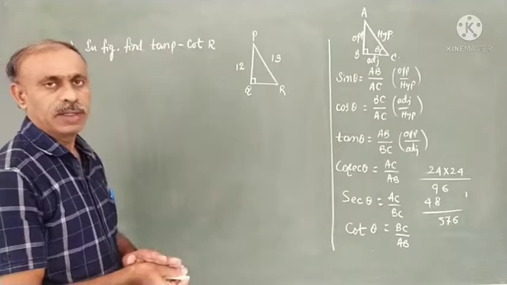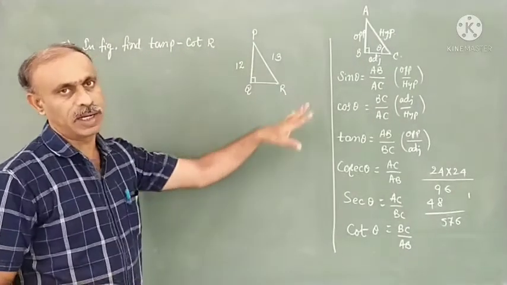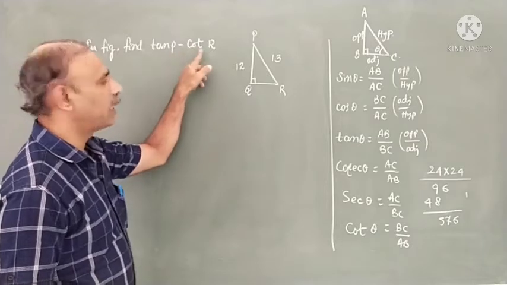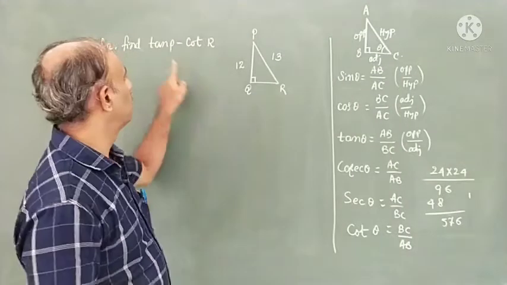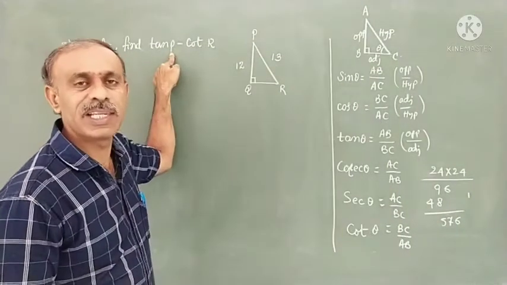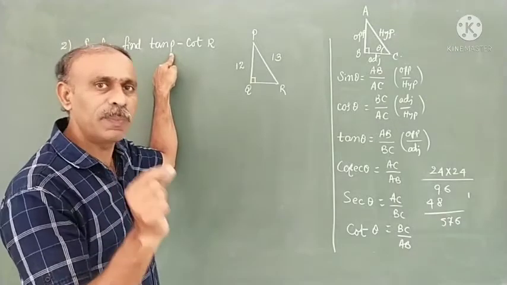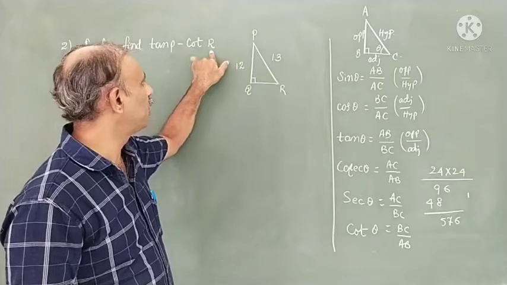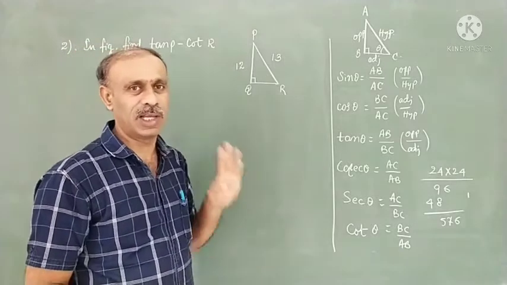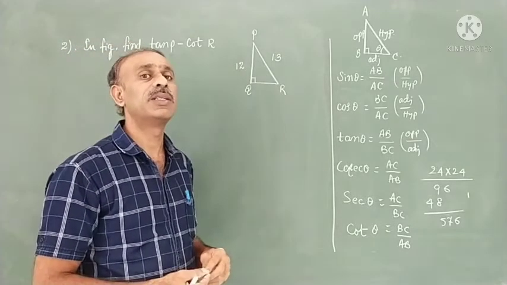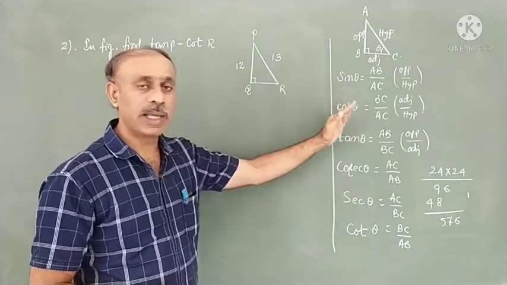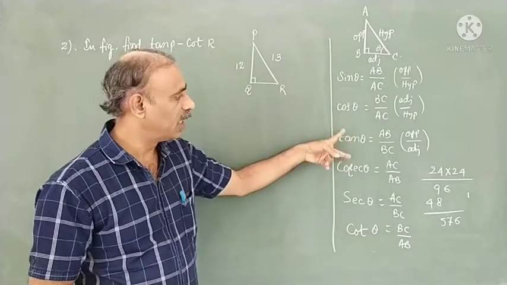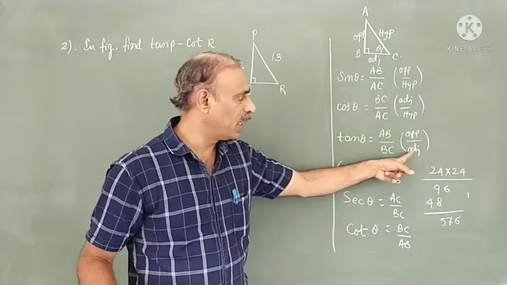Come to the second one. In the figure, they have already given it. We need to find tan P minus cot R. Tan P with respect to acute angle P, then cot with respect to acute angle R. So tan means what? Tan means opposite by adjacent. See here, I have written tan means opposite by adjacent.